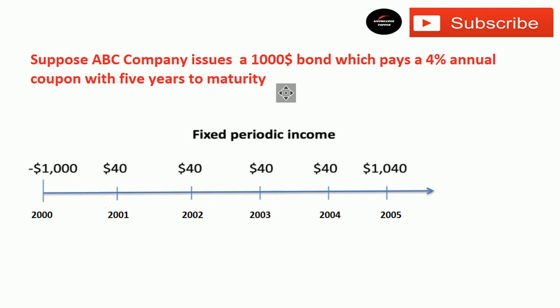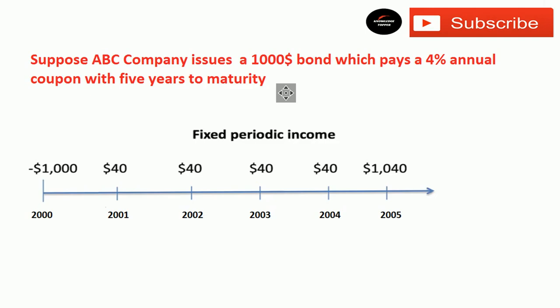Now focus on the fixed periodic income table that I prepared for you guys. Let's assume the year is 2000 in which the bond is issued, and you pay $1,000 to ABC Motor and purchase this bond. So in 2001 you receive your first annual coupon payment of $40. Then in 2002 you get $40 as your second coupon payment. Then in 2003 you get $40 more. Then in 2004 as well you get $40. In year 2005 your bond matures and you get $40 as your coupon interest payment and $1,000 as your principal. So it is $1,040 in year 2005.